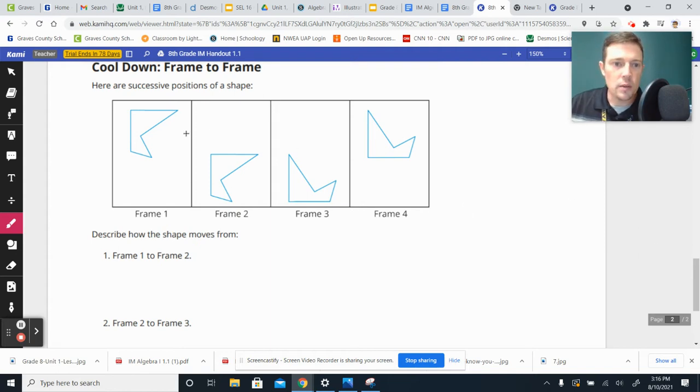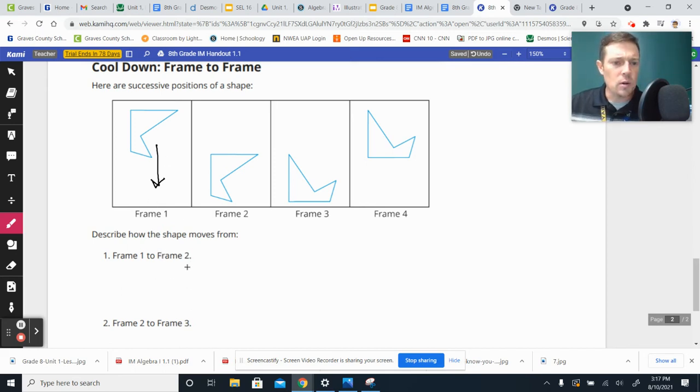So let's start with this first frame. It looks like it's not rotating. So we don't want to use the word rotate from frame 1 to frame 2, but we definitely see a shift or a downward slide from the top of the page to the bottom of the page. So from frame 1 to 2, you could phrase it as it is sliding, or it is shifting downward, or it's shifting to the bottom half of the page, something around that.